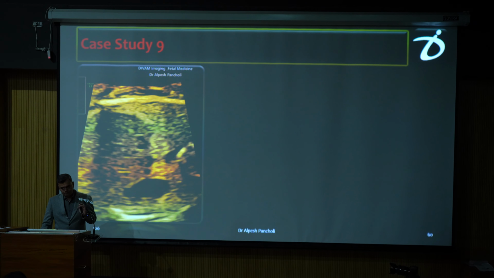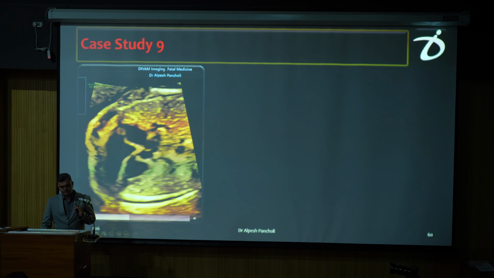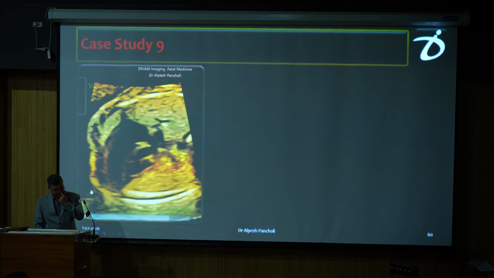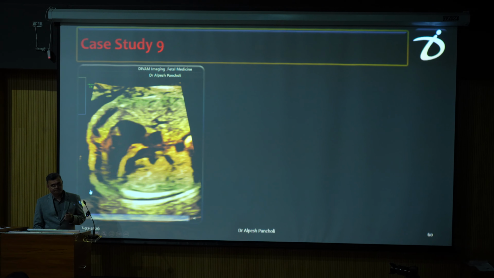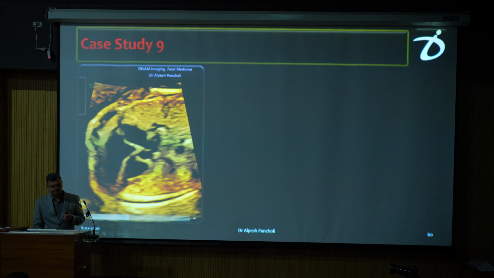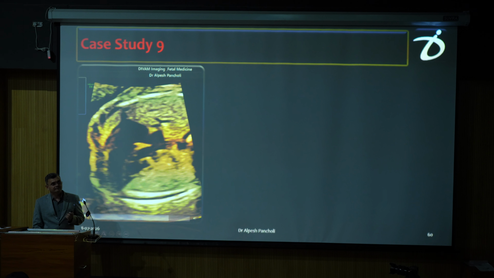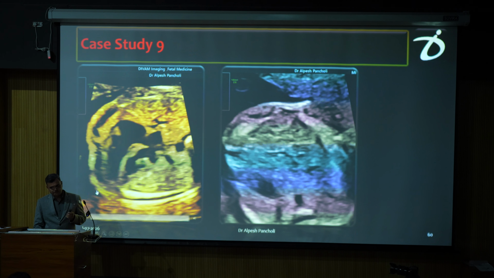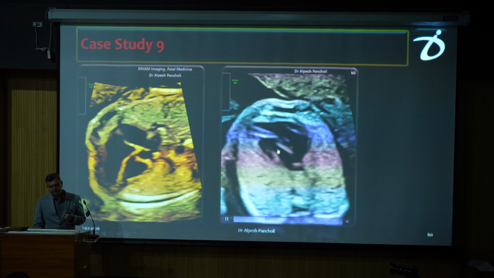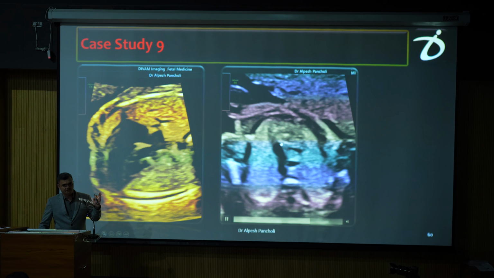Coming to case 9. So what is this, a normal 4-chamber view? Anybody? Anything? Very good. So this is easily missed. So here we can see, always remember tricuspid valve is married to right ventricle. Okay.